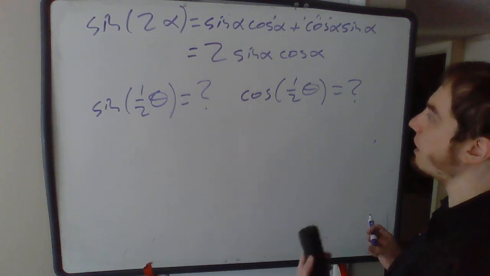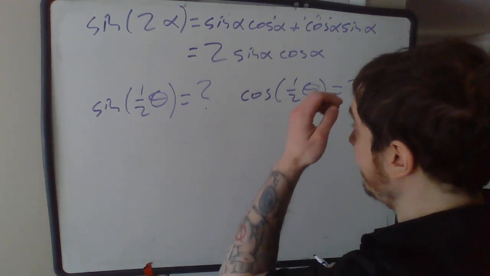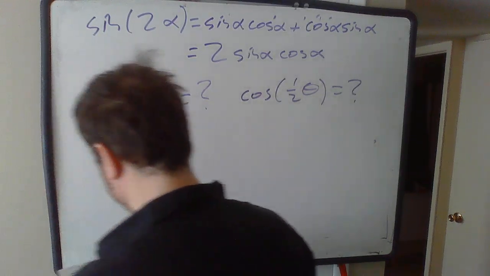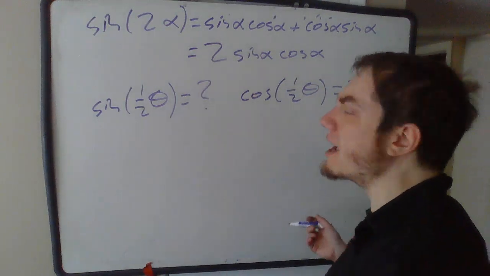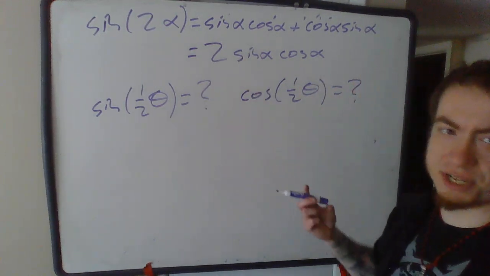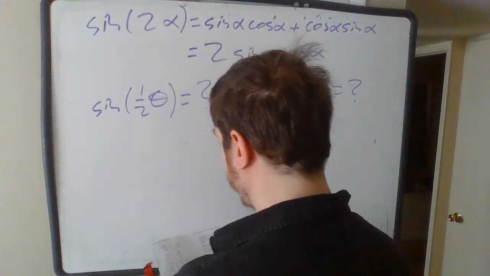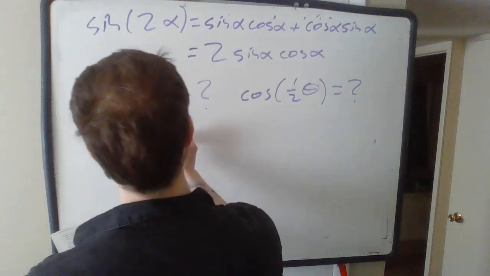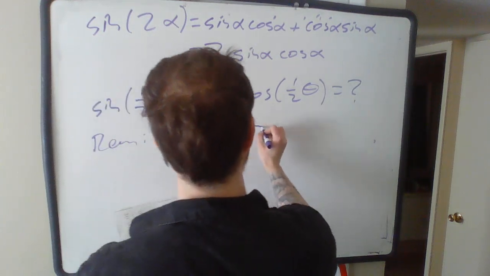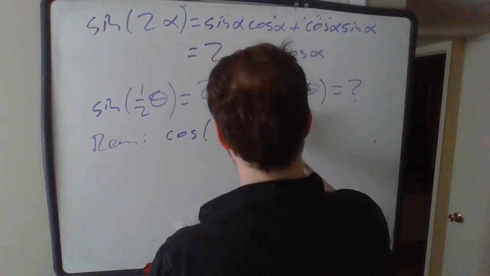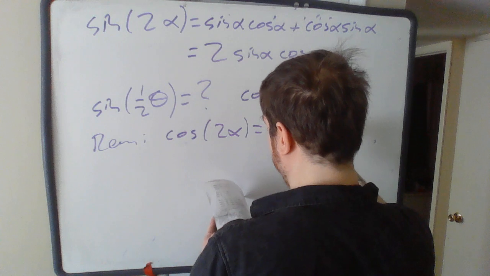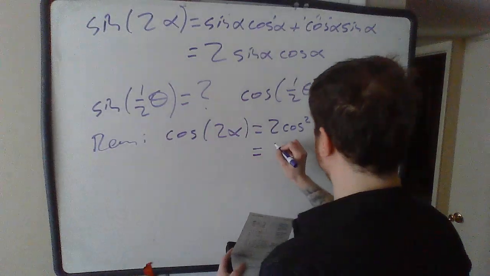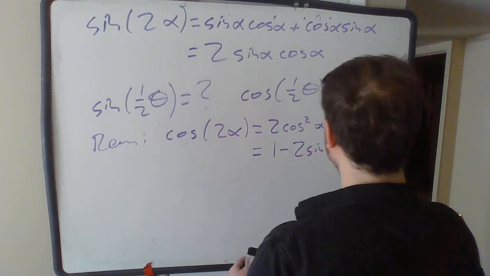We'll talk in a minute about why they would be so interesting. But first, let's think about how we could get these. The way we're going to get these is to use the identity involving cosines. Unfortunately I erased it, but remember that the cosine of 2 alpha is equal to 2 cosine squared alpha minus 1, and it is also equal to 1 minus 2 sine squared alpha.